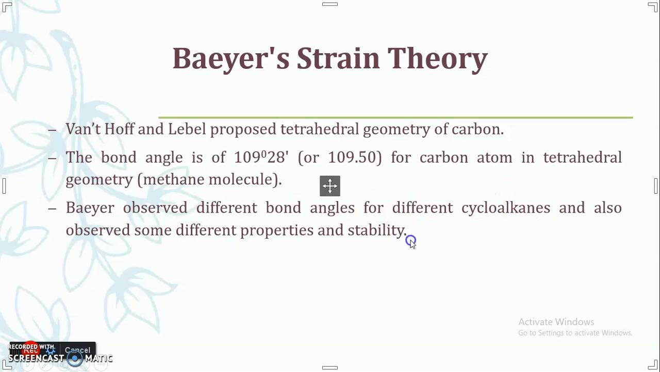But if similar things are observed for the cycloalkanes, the bond angles present in the cycloalkanes are different, and they also show a wide variety of properties. So this is the thing that he observed. On the basis of this, he proposed a theory known as the angle strain theory or Baeyer strain theory. This theory gives us information about the amount of strain that is present on the different carbon atoms involved in the cycloalkanes.